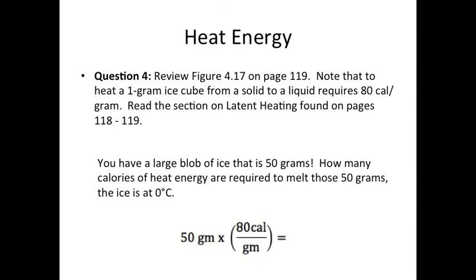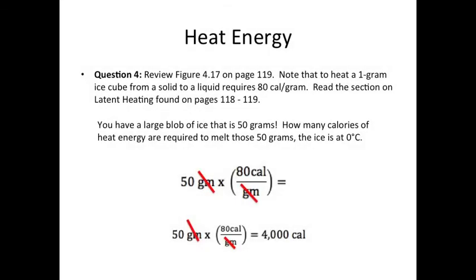So you're going to want to take your 50 grams, which is the blob of ice you have, and multiply it by the change from solid to liquid, which is 80 calories per gram. Since you have grams on the top and the bottom part of the equation, they cancel. So now you have 50 times 80 calories. So your answer is going to be 4,000 calories.